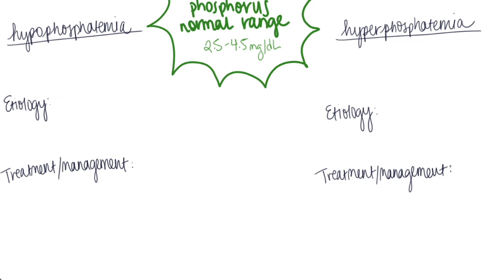On the left side of the screen, we have hypophosphatemia. So this is individuals who present with levels below 2.4 milligrams per deciliter. Individuals with hypophosphatemia can sometimes present with ataxia, often confusion, weakness, and sometimes cardiac or respiratory failure.